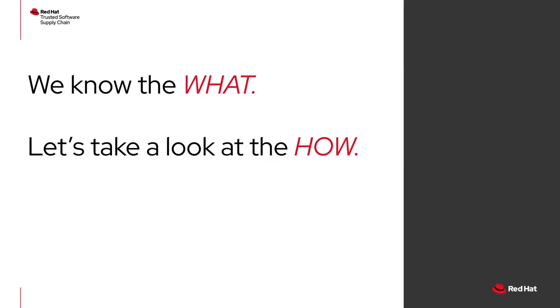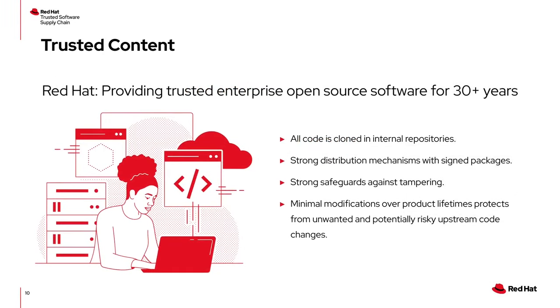Now that we know what needs to be done to evolve from a software supply chain to a secure software supply chain, let's take a look at what Red Hat trusted software supply chain products can do to help. Well, the first step is pretty straightforward. As Red Hat, we have been providing trusted enterprise open source software for more than 30 years. From Red Hat Enterprise Linux to application servers, from the Red Hat Maven repositories to OpenShift.